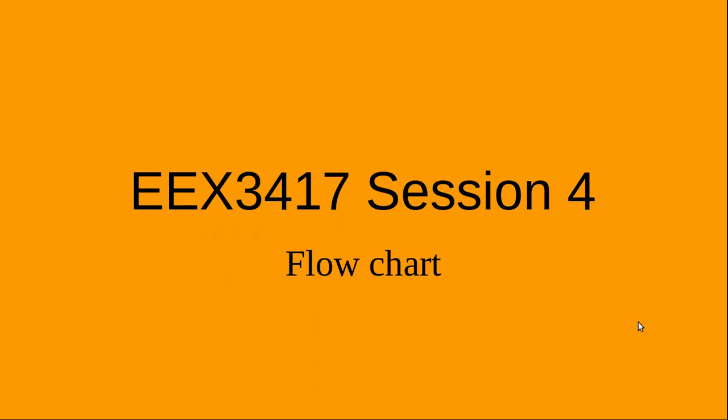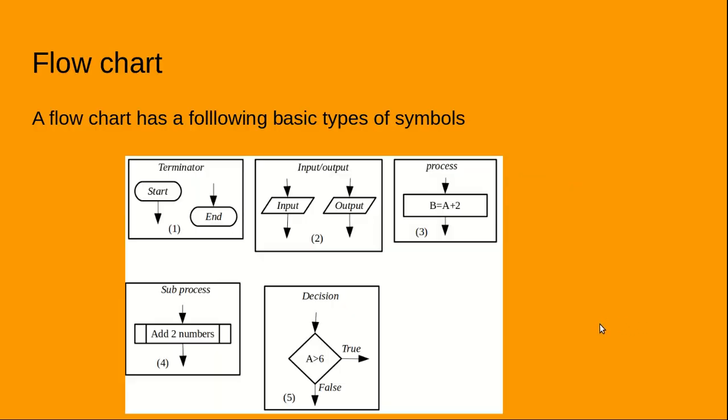EEX3417 session 4 flowchart. Flowchart has the following basic types of symbols. 1st, Terminator. 2nd, Input output. 3rd, Process. 4th, Sub-process. 5th, Decision.